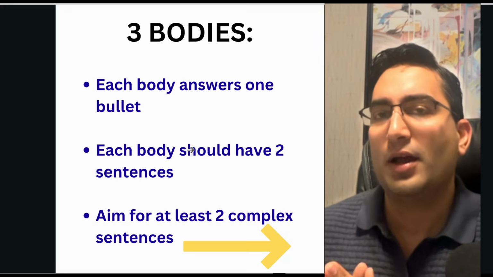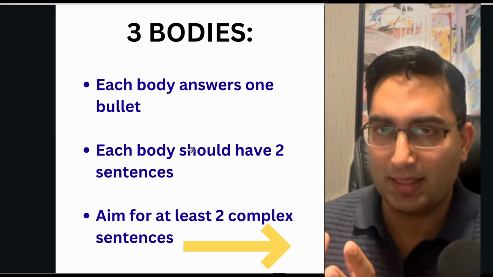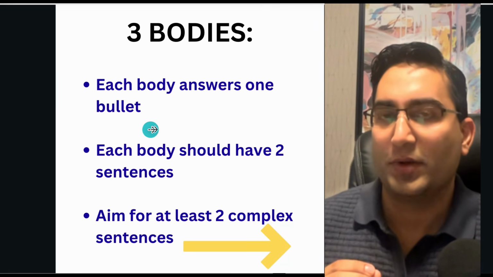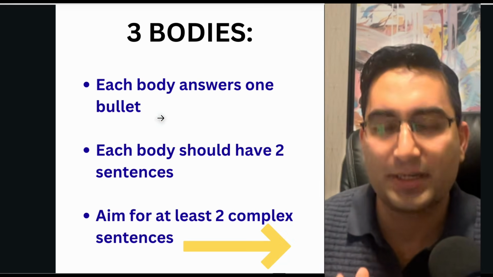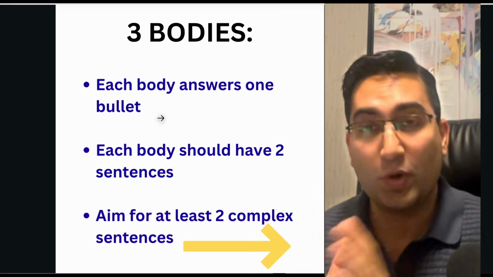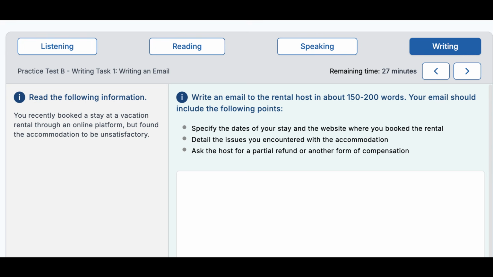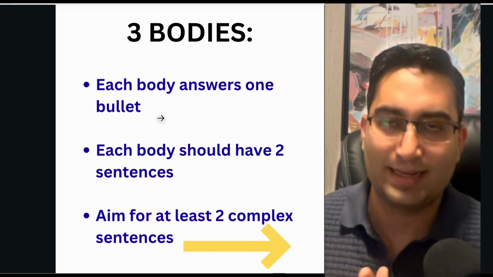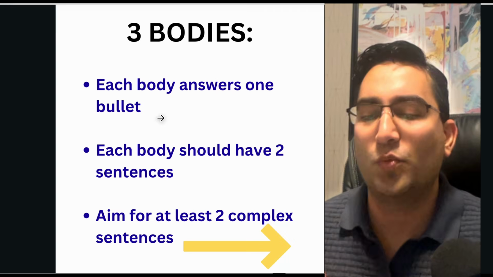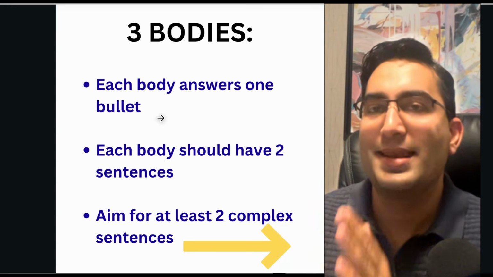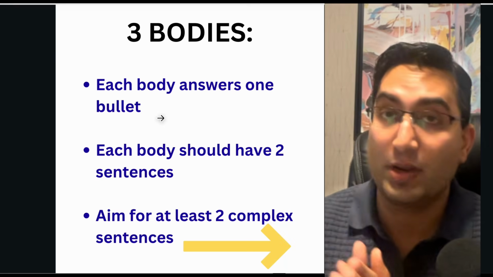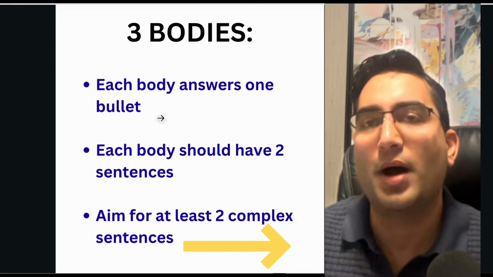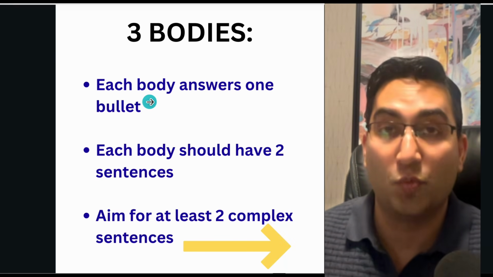Now, when we talk about those body paragraphs in the middle, there are some rules you want to keep in mind. The first rule is that each body answers 1 bullet point. What I mean by this is when you will get that question in CELPIP writing task 1, the question would have 3 bullets. Those 3 bullets will tell you what you should be writing on. Now, for answering those 3 bullets, all you got to do is make 3 body paragraphs. Each body will simply answer one bullet.